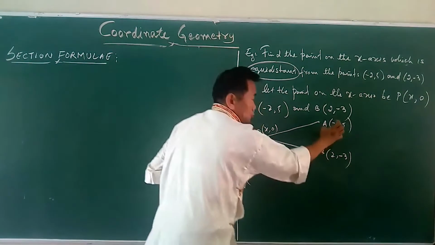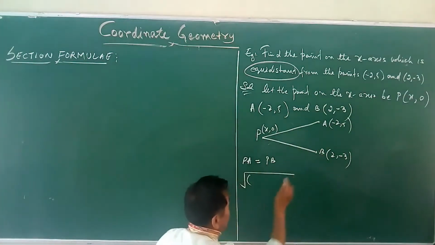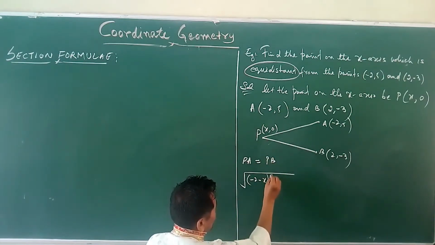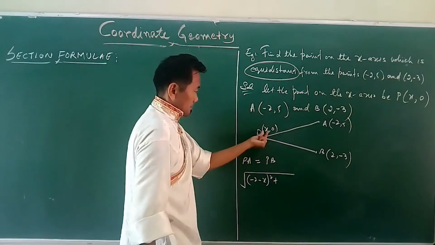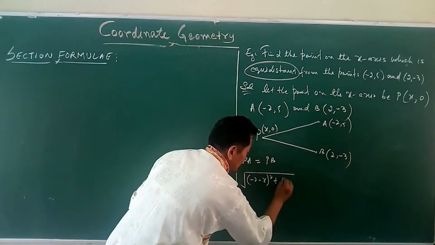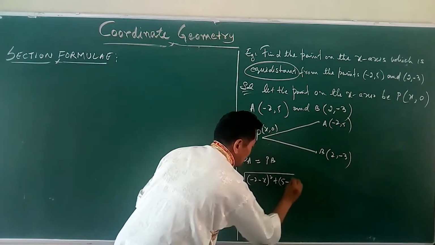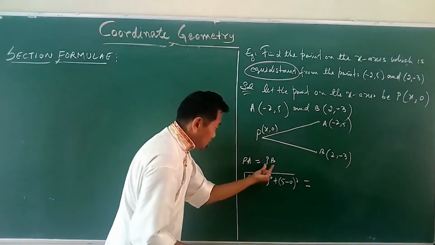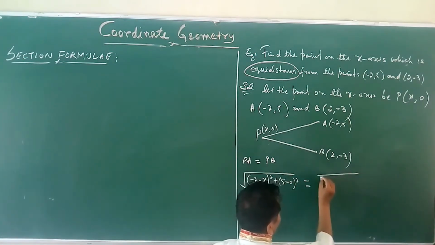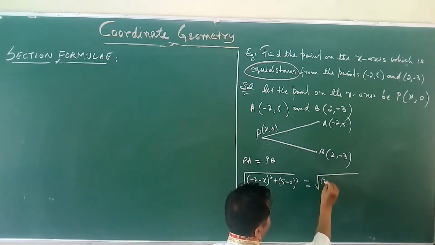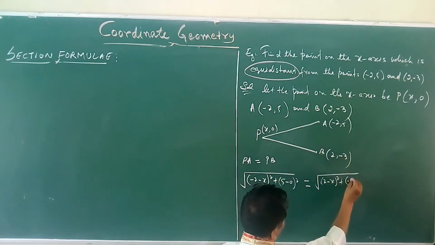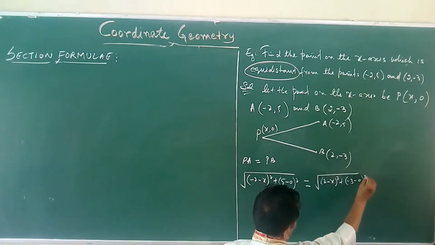So for PA we have x2 minus x1, that is -2 minus x, whole square, plus y2 minus y1, which is 5 minus 0, whole square, and which is equal to PB. For PB: 2 minus x, whole square, plus (-3 minus 0) whole square.